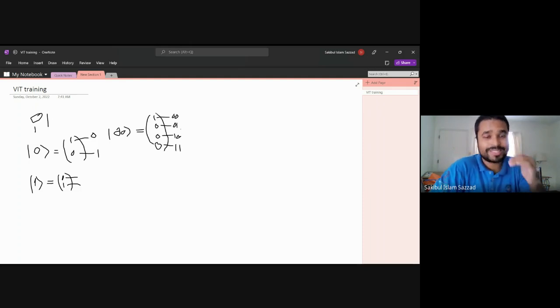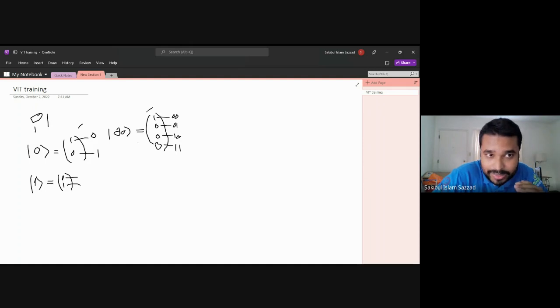Now you can see that here is the beauty of quantum. If we compare this one and this one, we can see that in a single matrix, we can deal with 4 classical bit states for 2 qubits, and for 1 qubit, 2 classical bit states.